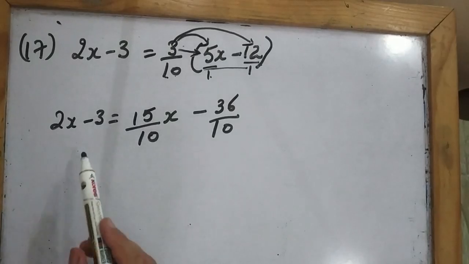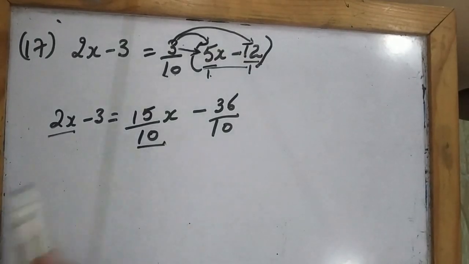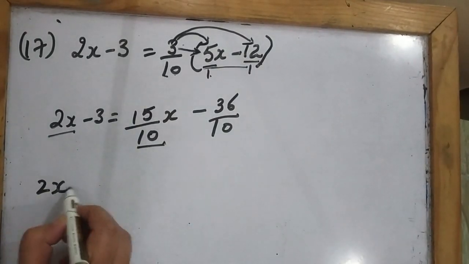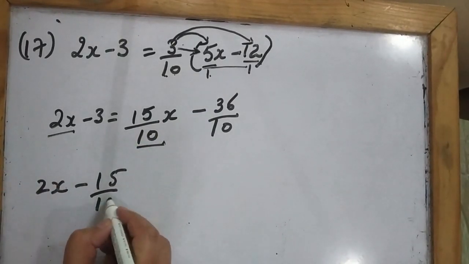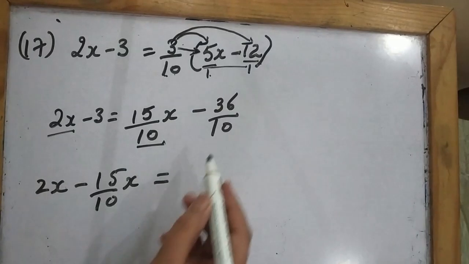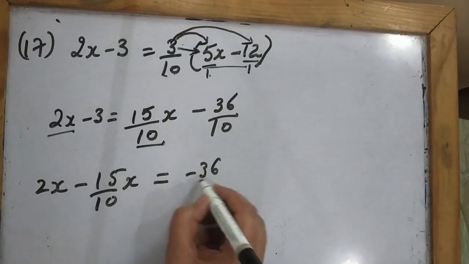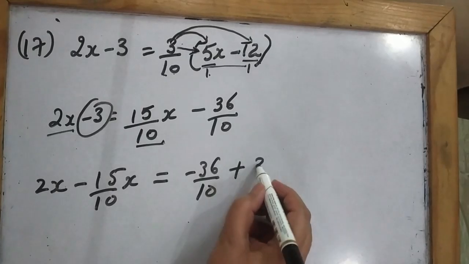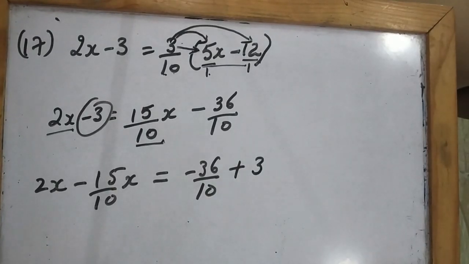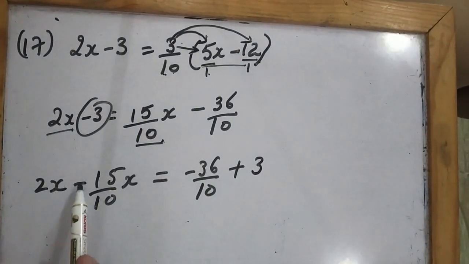Now what I'll do is I'll bring the x terms on one side. So 2x minus, this will get into a negative, minus 15 upon 10x. The other side you have minus 36 upon 10, and this I will shift to the other side and it will become 3 plus 3. Now again you have to subtract.